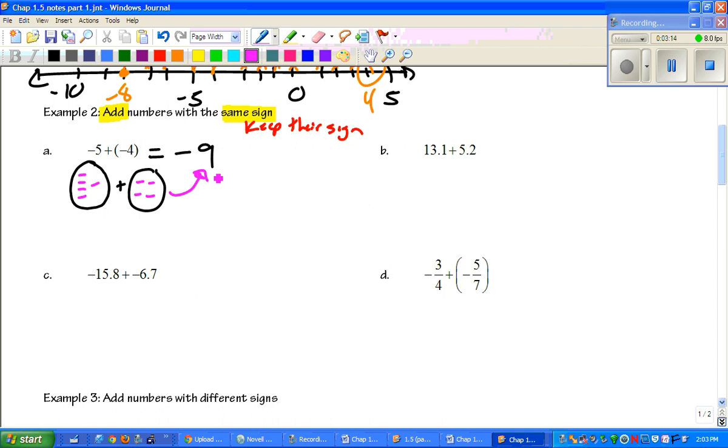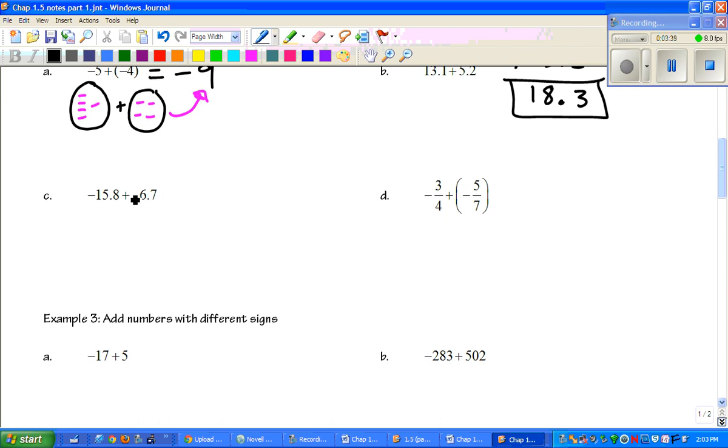Okay, for B, 13.1 plus 5.2. Whenever I'm working with decimals, I like to line them up so it's easier to add. 1 plus 2 is 3. Keep the decimal. 3 plus 5, 8. And then 1. So there's our answer for B.